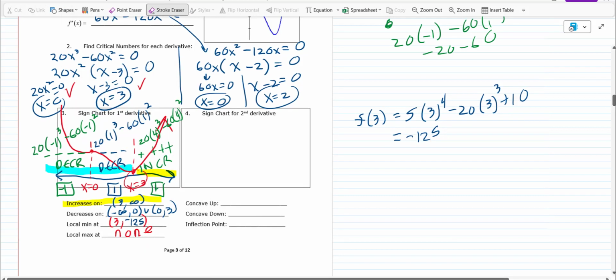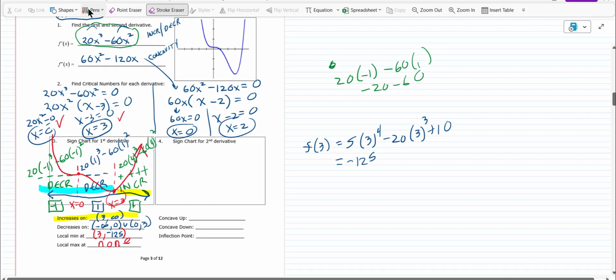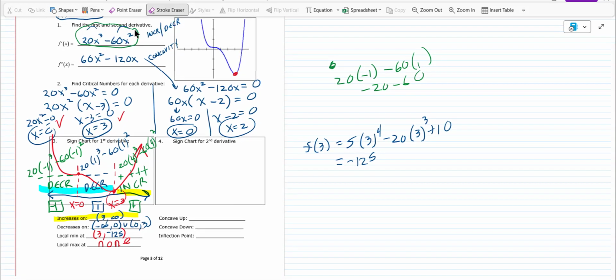Okay, so we've got everything that we need about the first derivative: answered the questions about increase, decrease, local min, and local max. Now I think on your handout I gave you this graph. One thing that you probably want to do on here is just label this point right here. That point is the point (3, -125). So that's where your local min is. That's what that graph is going to show you if you put that in your calculator.